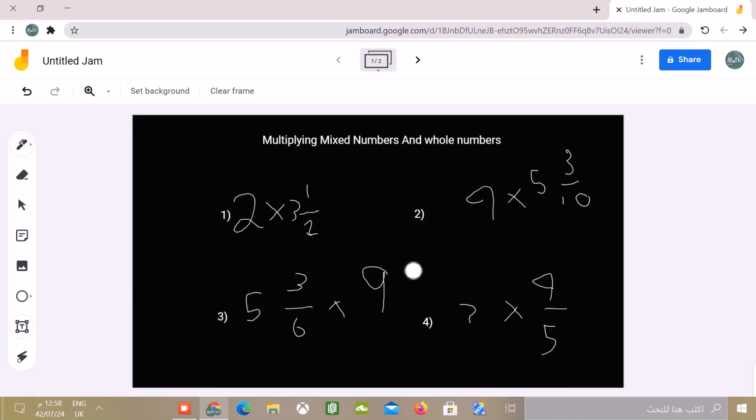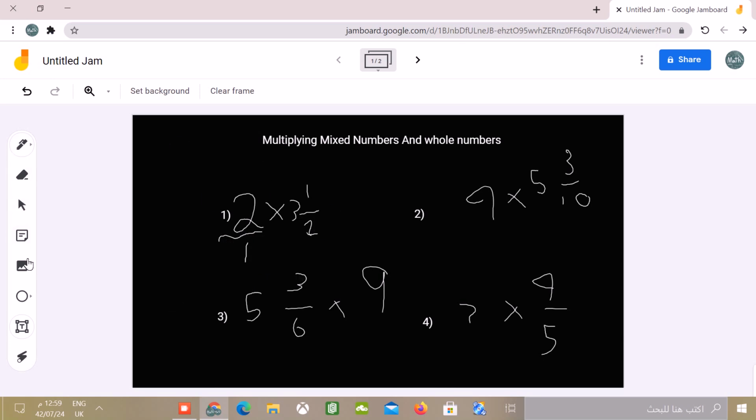So today we're going to be multiplying mixed numbers and whole numbers, as you can see here on the screen. So let's get on with the first question. 2 multiplied by 3 and 1 out of 2. What we're going to do is put 1 under the whole number so it can be a fraction.